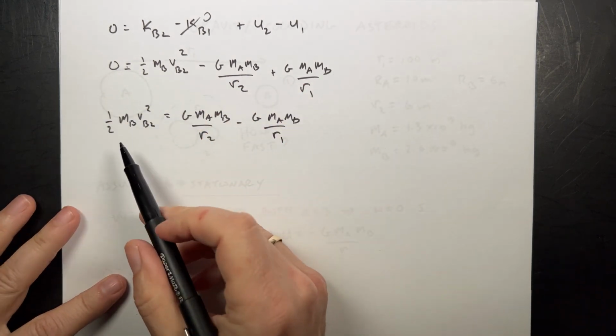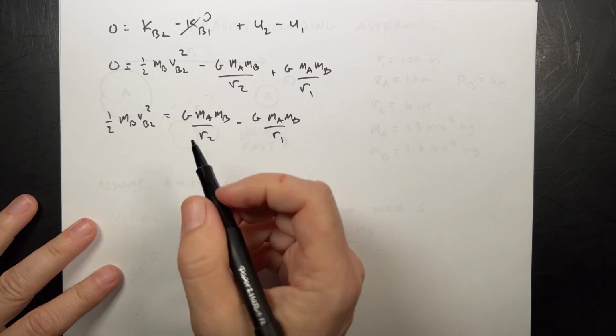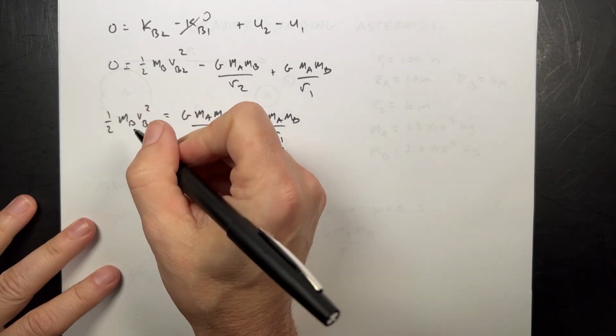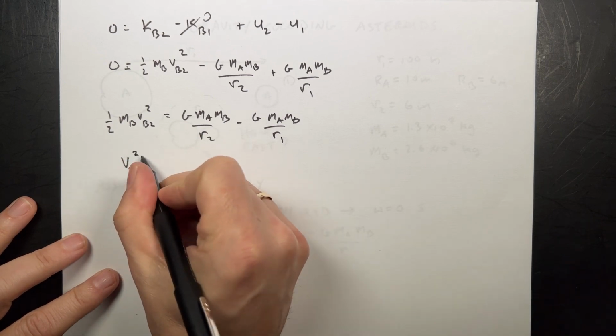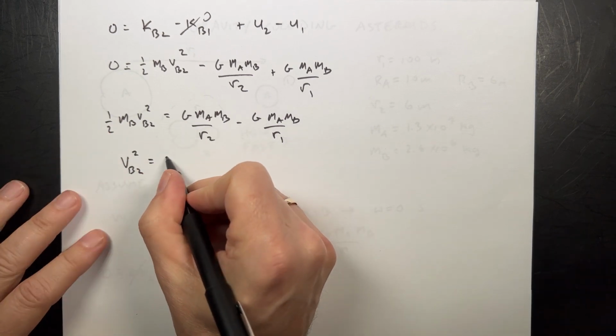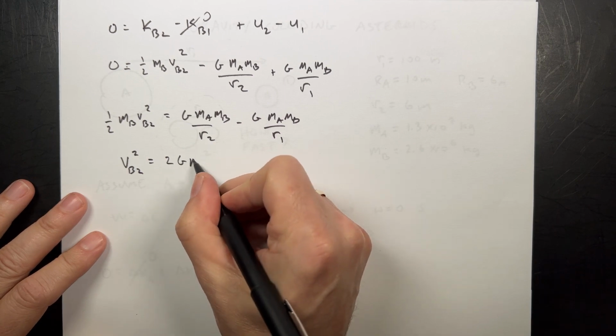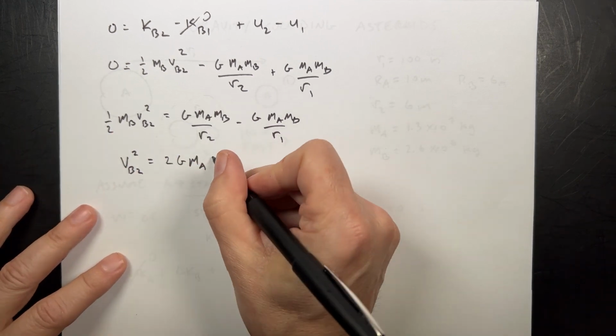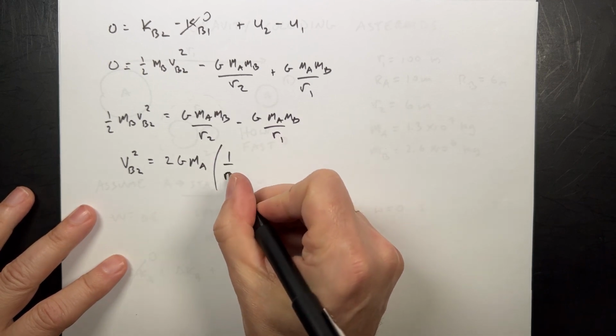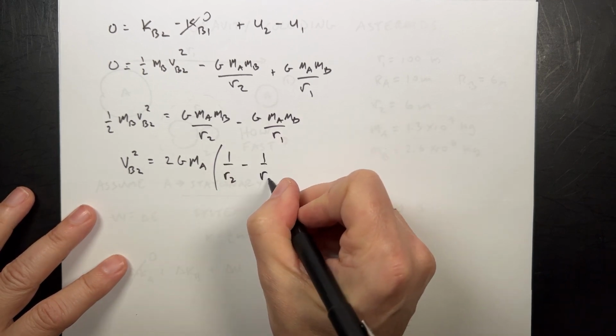Now I'm going to multiply both sides by 2 and divide by mB. So I get vB2 squared is going to be equal to 2G mA. I'm factoring out the mA. The mB is canceled. And that's all times 1 over R2 minus 1 over R1.